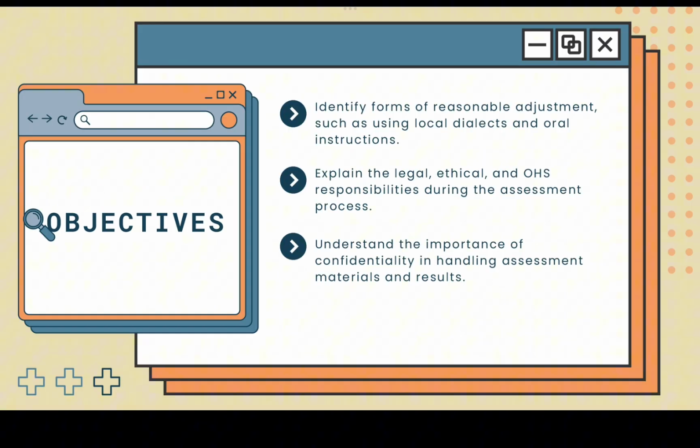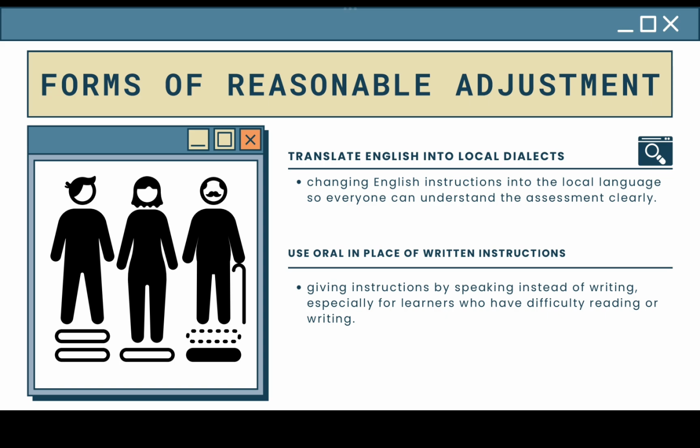At the end of this lesson, the learner should be able to: 1. Identify forms of reasonable adjustment, such as using local dialects and oral instruction. Next is explain the legal, ethical, and OHS responsibilities during the assessment process. Last is understand the importance of confidentiality in handling assessment materials and results. Next slide. Forms of reasonable adjustment.